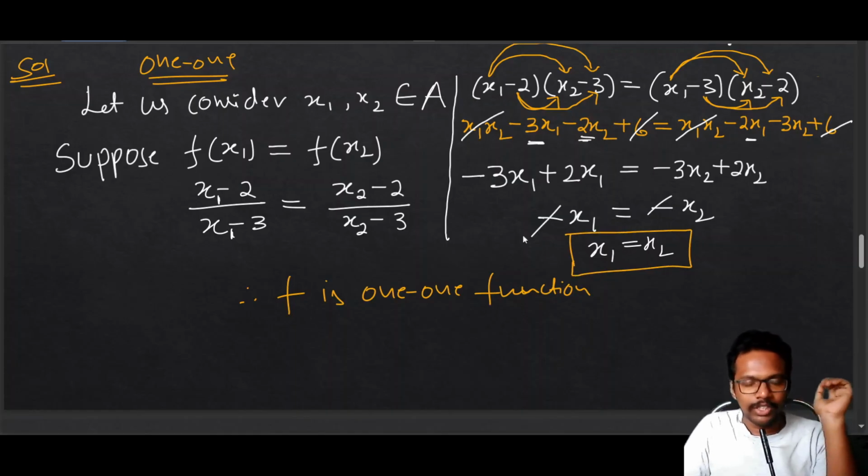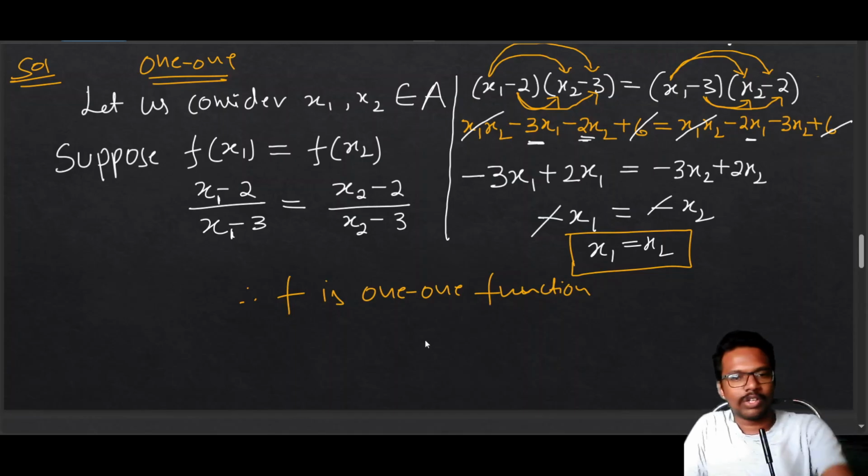That is our aim. So I hope you understood this calculation part. I have cross multiplied and multiplied each element with each other element, and I cancelled out the similar terms, and I separated the x1 terms to one side and the x2 terms to the other side, and after cancellation we got x1 equals x2. Then the given function is 1-1. So the 1-1 condition is satisfied.